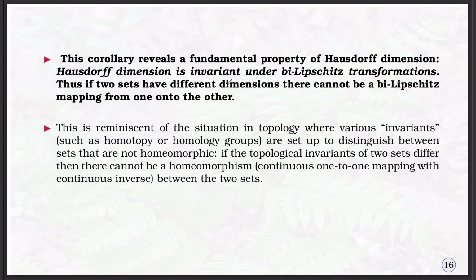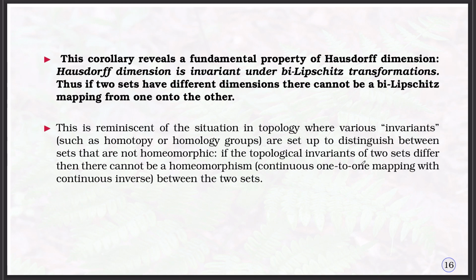Hausdorff dimension is invariant under bi-Lipschitz transformation. Thus, if two sets have different dimension, there cannot be a bi-Lipschitz mapping from one onto the other. This is reminiscent of the situation in topology where various invariants such as homotopy or homology groups are set up to distinguish between sets that are not homeomorphic.